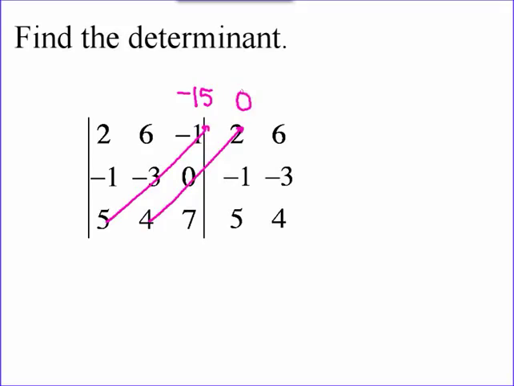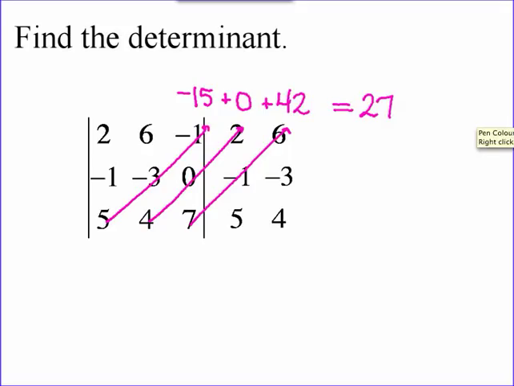Because anytime you have a 0 in one of your diagonals, your answer is going to be 0. And then last but not least, I'm going to multiply up this one. And what do you get? Negative 42. But remember, we're going to make it the opposite, which is positive 42. So if I add all those together, what is my answer for the pink? 27.